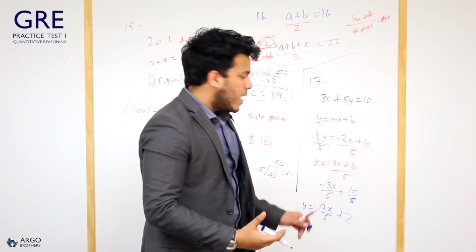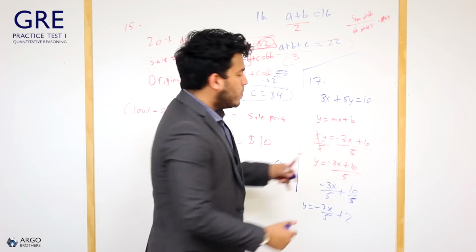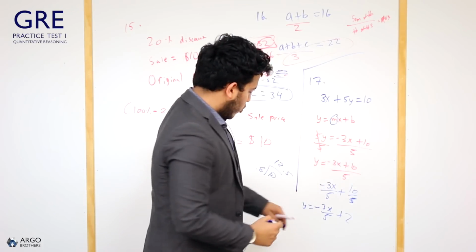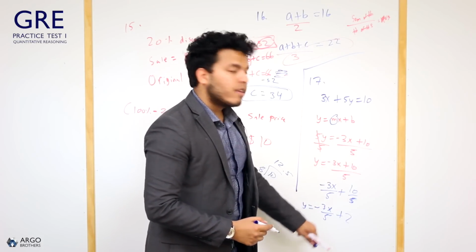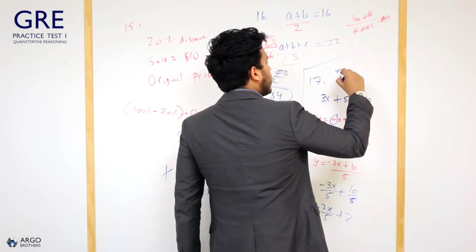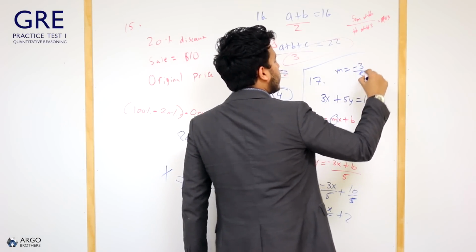Y is equal to this. Now, y is equal to mx plus b. M is the slope. What is the slope here? The slope happens to be negative 3 over 5. So the slope for this problem is negative 3 over 5.